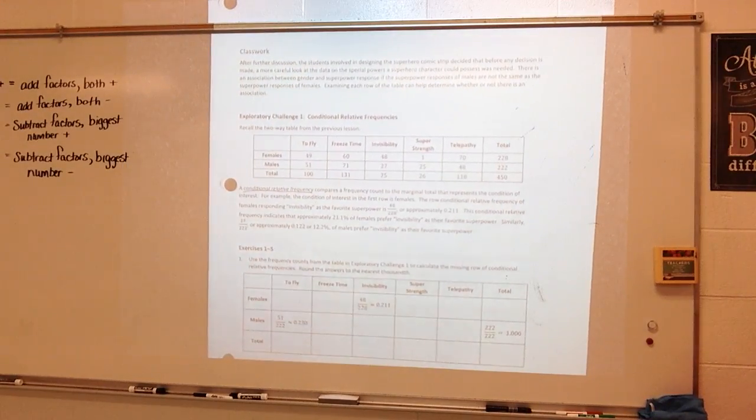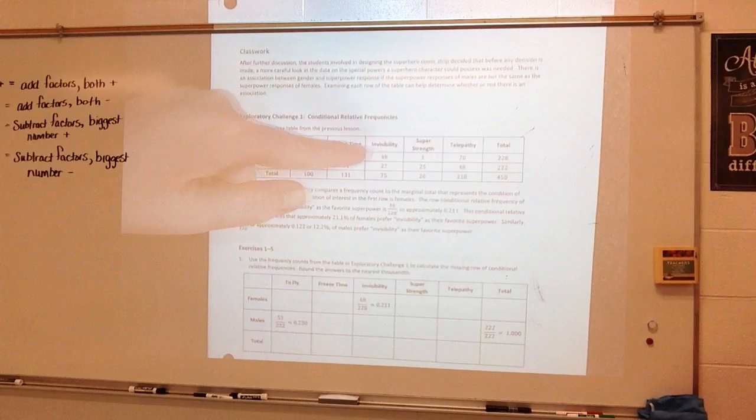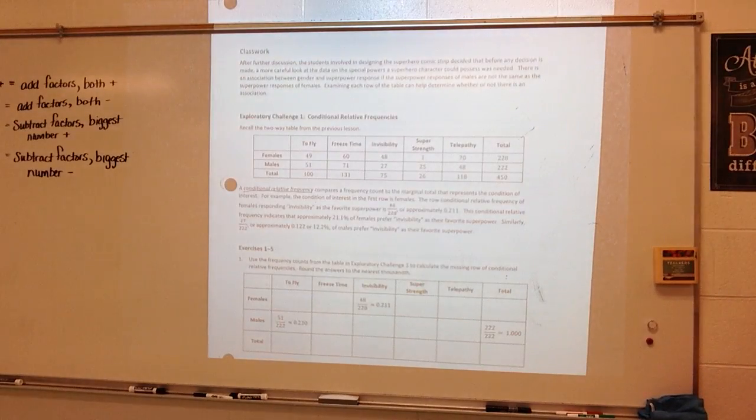A conditional relative frequency compares a frequency count to the marginal total that represents the condition of interest. For example, the condition of interest in the first row is females. Alright, so this row right here is females. The row conditional relative frequency of females responding invisibility as their favorite superpower is 48 over 228.